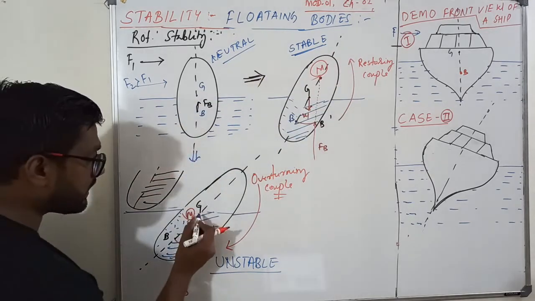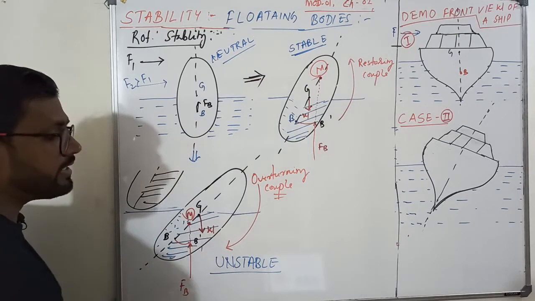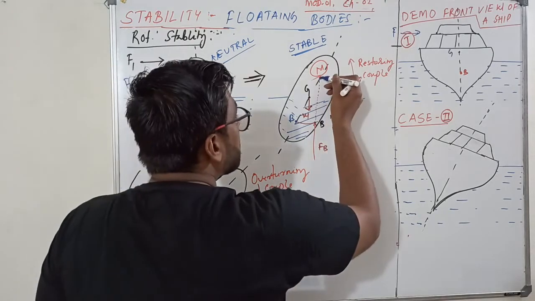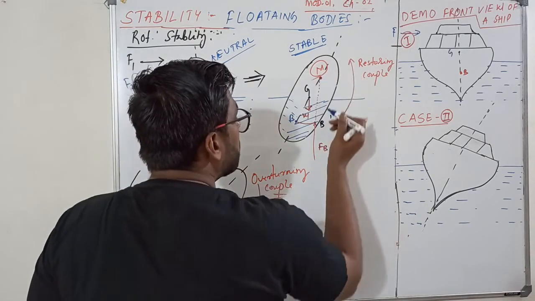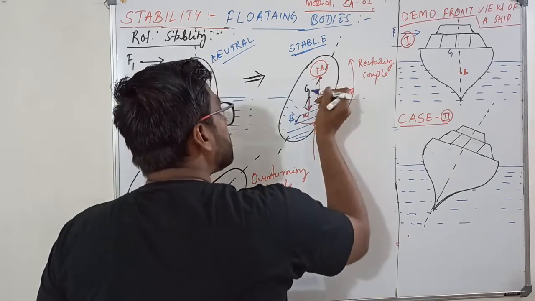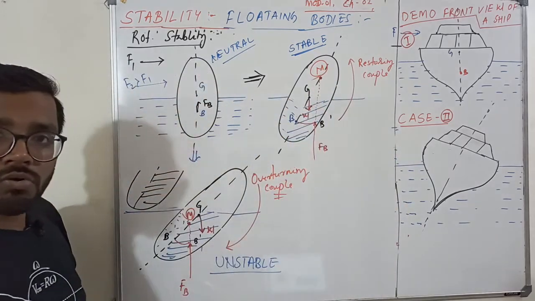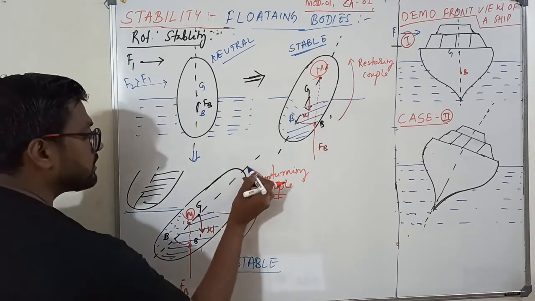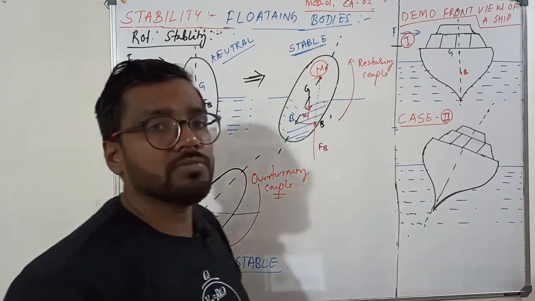But when the metacenter is below G, it is unstable equilibrium. What is the metacenter? Sir, metacenter is the point of joining between the line of action of the buoyancy force and the line of action of the centroid or previous buoyancy force.